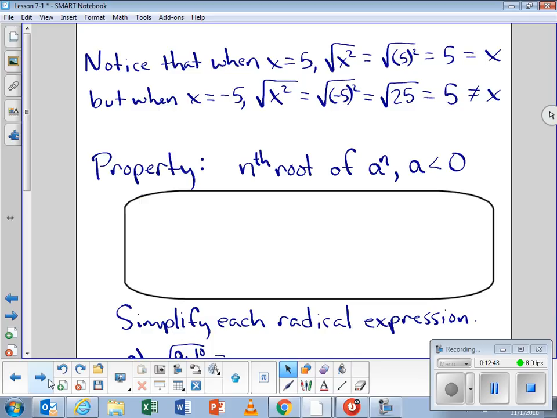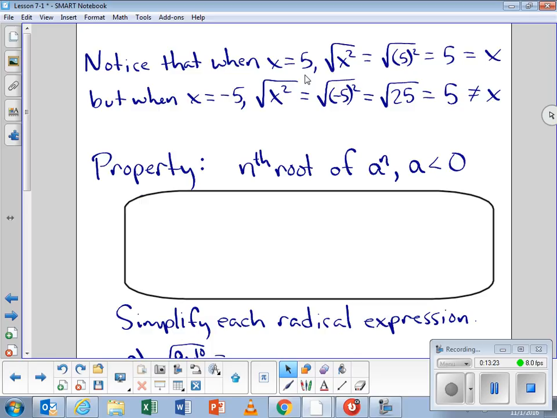Okay. Now, notice, as we read through this, that when x is equal to 5, the square root of x squared is equal to the square root of 5 squared, which is what? What's the square root of 5 squared? It says right here, I'm not trying to trick you. It's 5, right? And so our squares and our square roots cancel, and so we get x is equal to 5. That's what we started with, wasn't it?